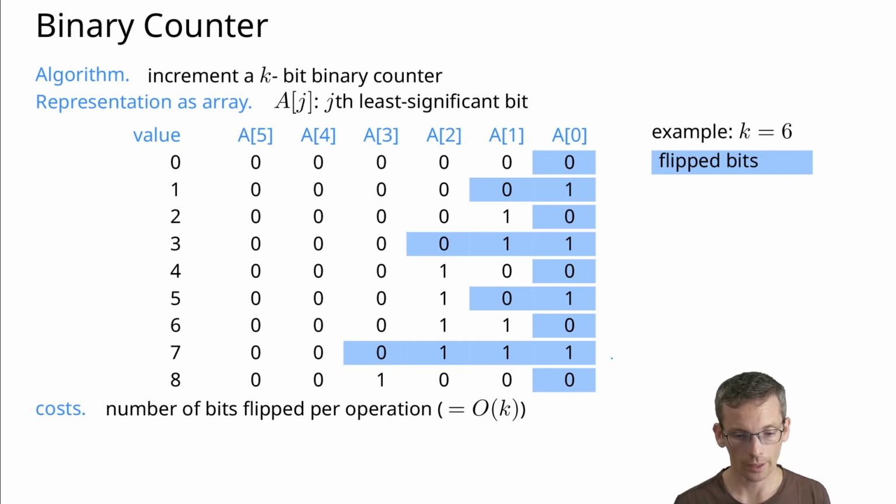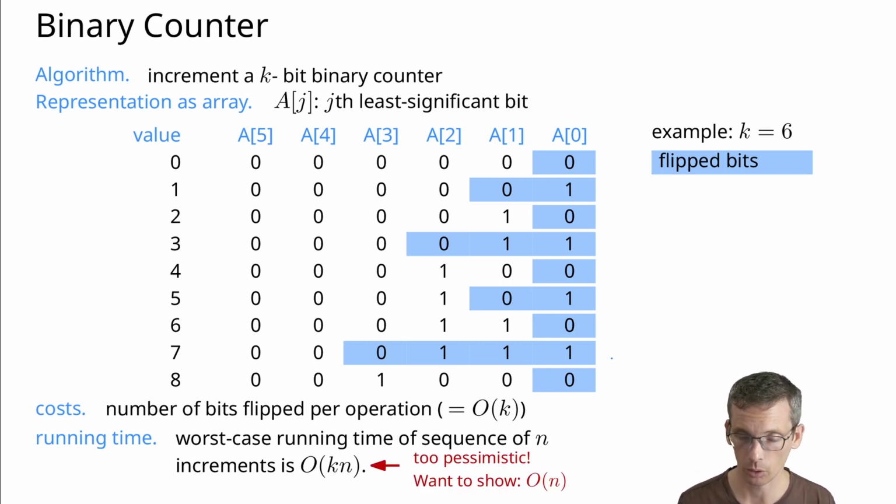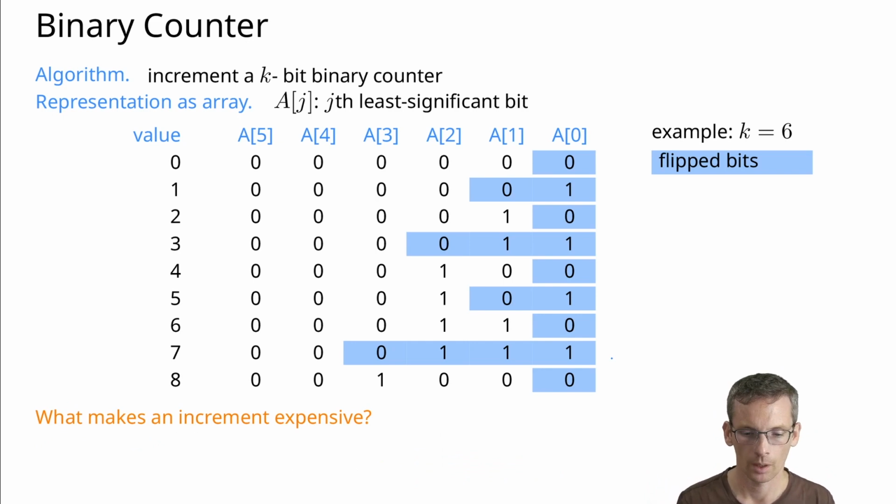So if I now do n increments and simply use the worst-case bound of O of k, I would get as running time for n increments O of k times n. What we want to show is that this actually takes linear time, O of n time. Again, it's a case of amortized analysis. We should look at what makes an increment expensive. So let's have a look at which increments are expensive.